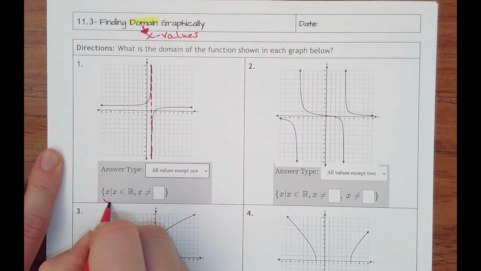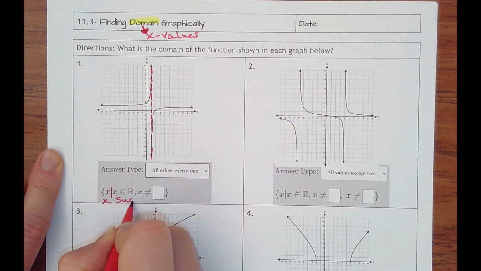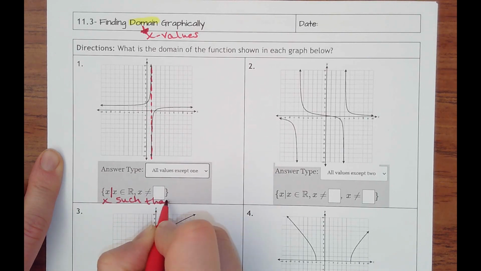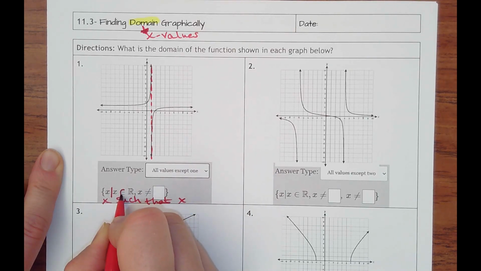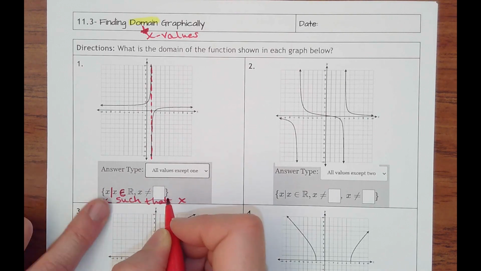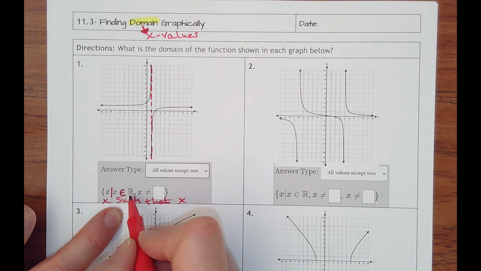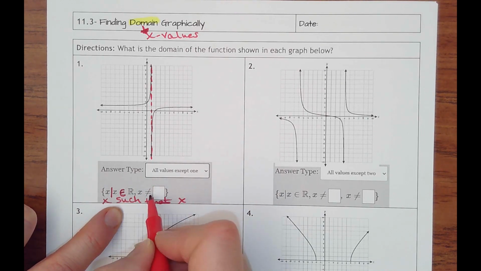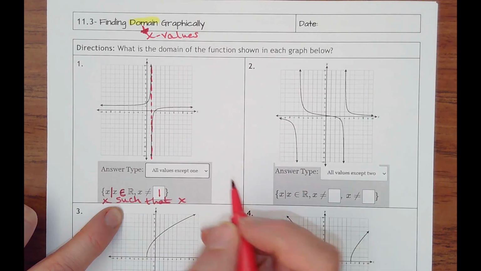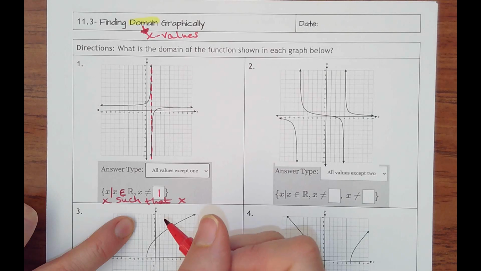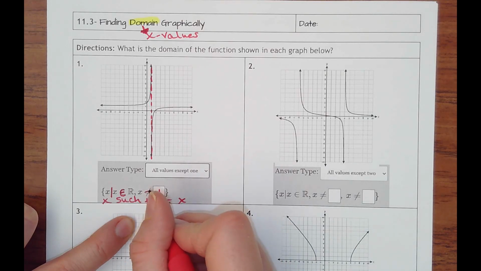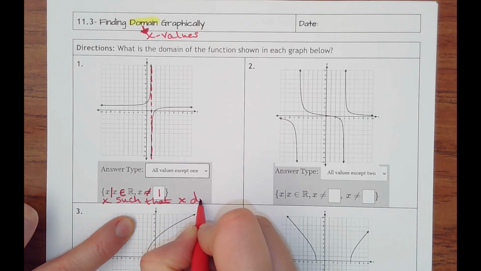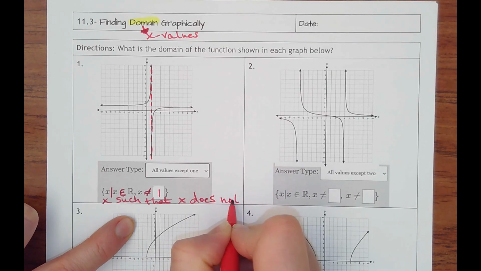This is just x. This line means such that x. And then this is a notation for like in a set. Pretty much in the set of all real numbers except for, or x does not equal 1. So that's really all I look at, is x such that x does not equal 1. Is all I would need to know.